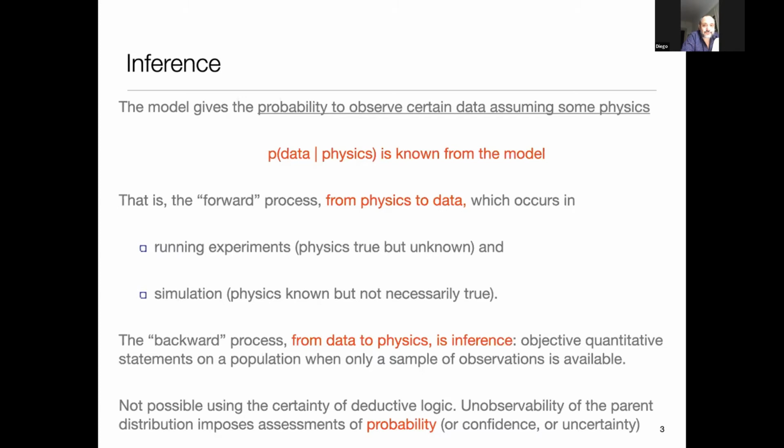However, what is more relevant for learning about nature is the so-called backward process. So the process that, once you get the data, brings you back to the physics. And this is actually the inference, that's what is called inference. And inference is not possible using the certainty of deductive logic, but it needs a probability statement. So every statement here is associated with some kind of probability or confidence or uncertainty, etc.